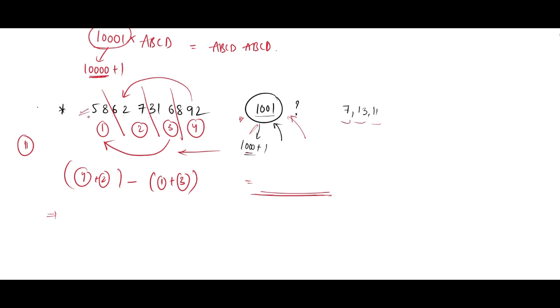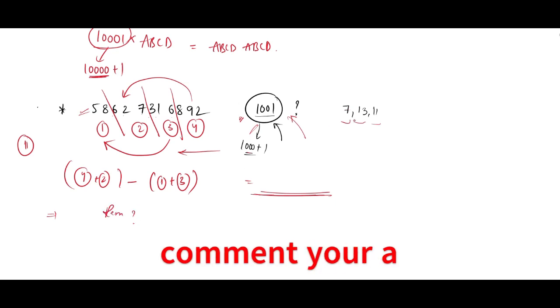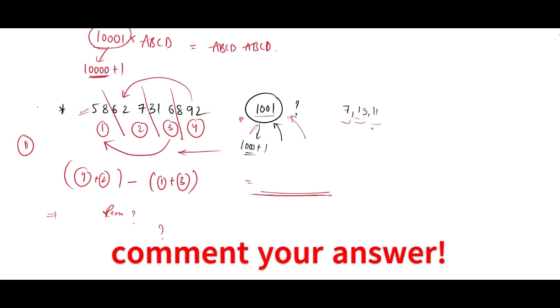Now you guys tell me what are the remainders when this number is divided by 7, 13, 11. When this number is divided by 7, what is the remainder? When divided by 13, what is the remainder? And when divided by 11, what is the remainder? Okay. Now let's see some more divisibility rules.